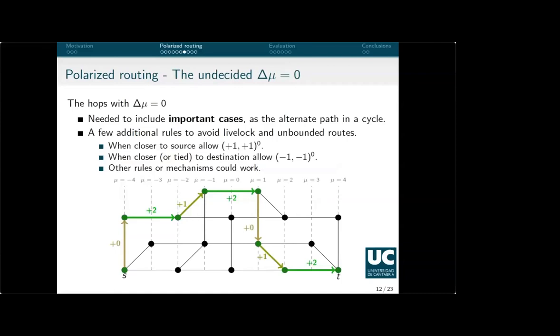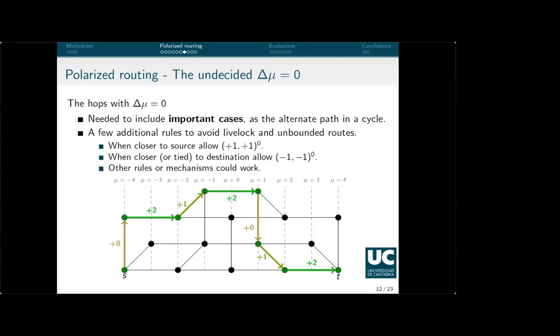We proceed to explain the previous yellow colored cases, corresponding to an unchanging value of mu. It is easy to see that some of these links are part of the shared routes, especially at the beginning and end of a route. For example, in a cycle the non-minimal path starts with one of these. However, a careless use of them can cause livelock or unbounded routes, and it is necessary to add mechanisms to control it.